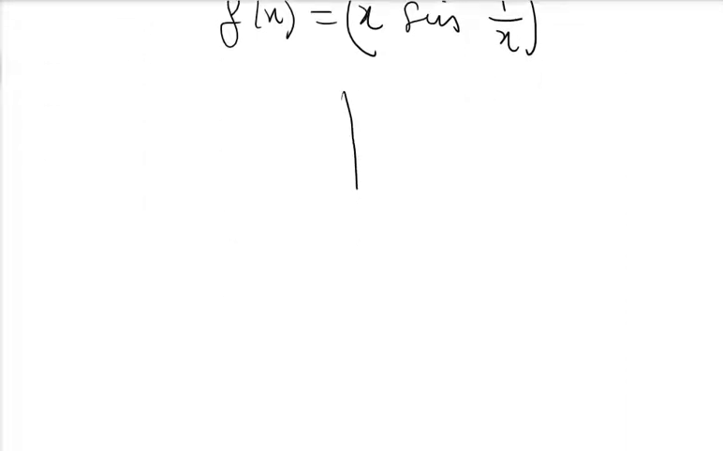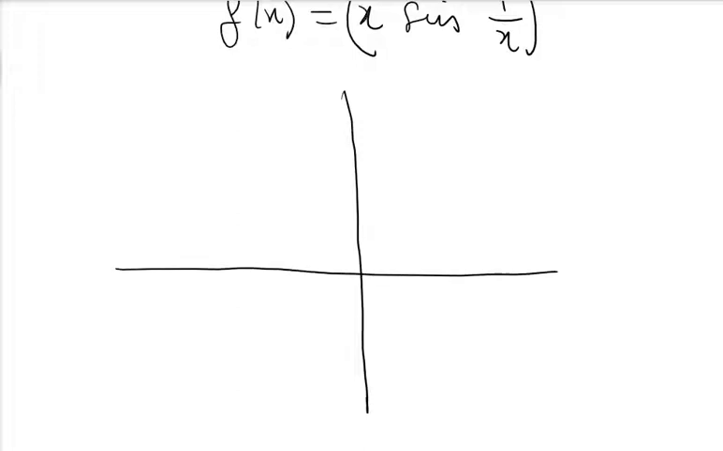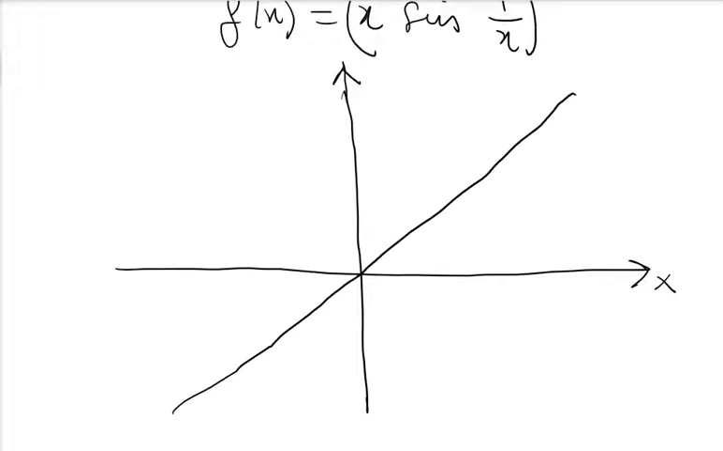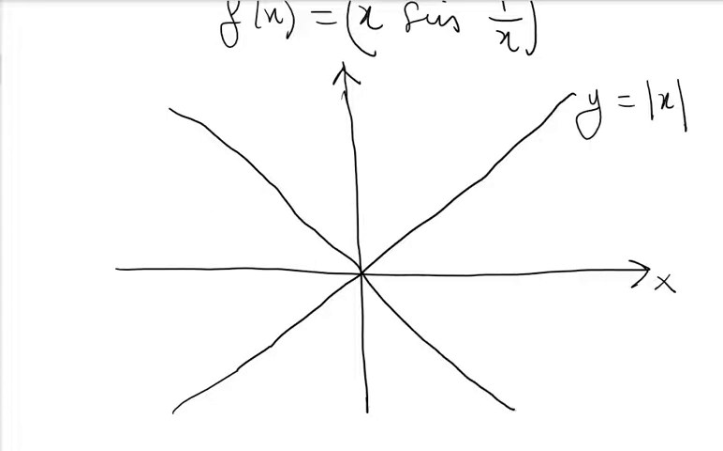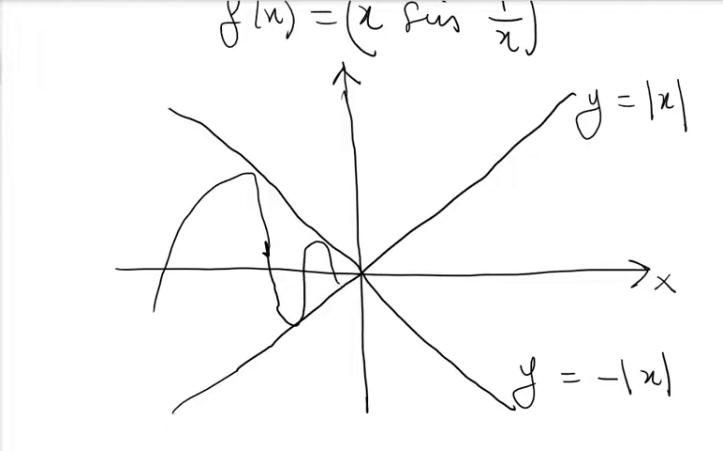So if I am to draw a graph, notice this, x-axis and y-axis. The graph of mod x is something like this. So y is equal to, say, mod x, and the graph of negative mod x is something like this, of course crossing the origin. So this is y is equal to negative x, and we are squeezing the sine function inside this. We're trying to squeeze in the sine function from here, to find its value.